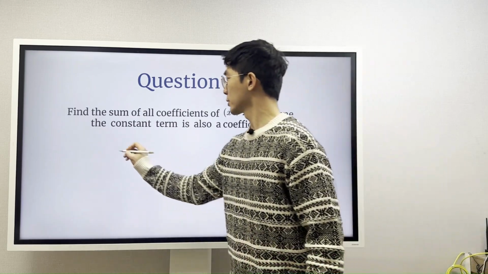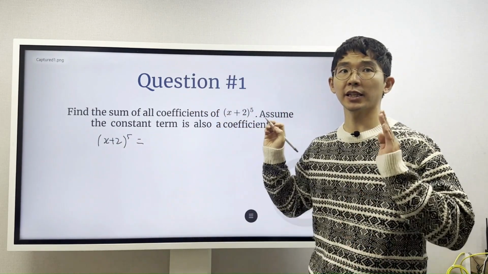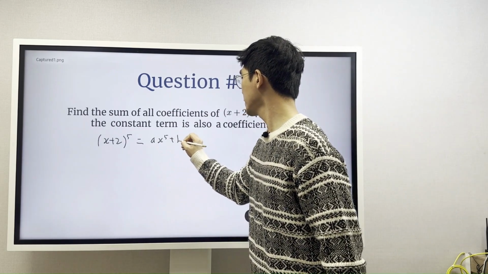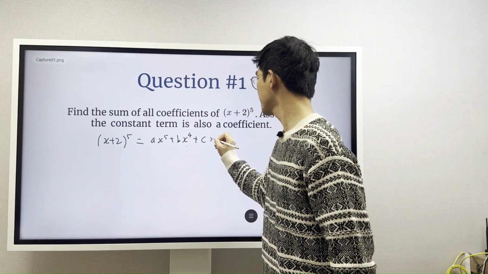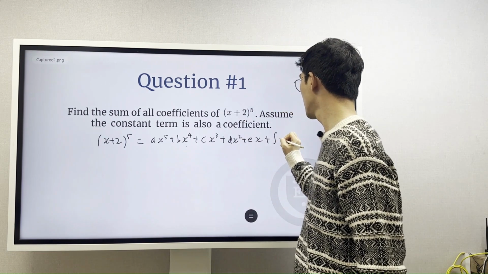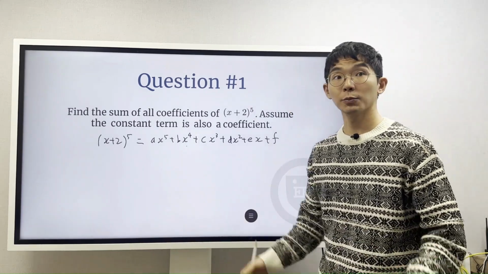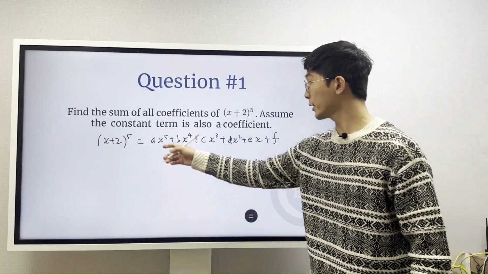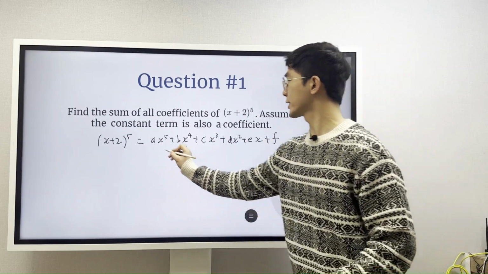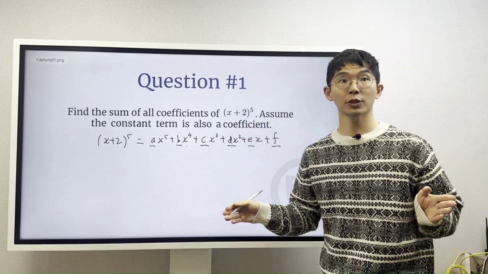So let's assume this. You see (x + 2)^5, and what do we know about it? If we expand this out, it can be expressed as a times x^5 plus b times x^4 plus c times x^3 plus d times x^2 plus ex plus f. I don't know what a, b, c, d, e, f are, but we do know that it has to be like this, because the highest order term has to be x^5. Now, what are my coefficients? a, b, c, d, e, and f, because we assume the constant term is a coefficient.